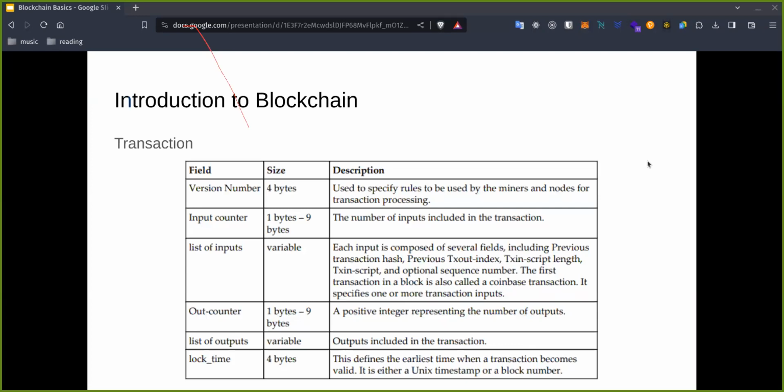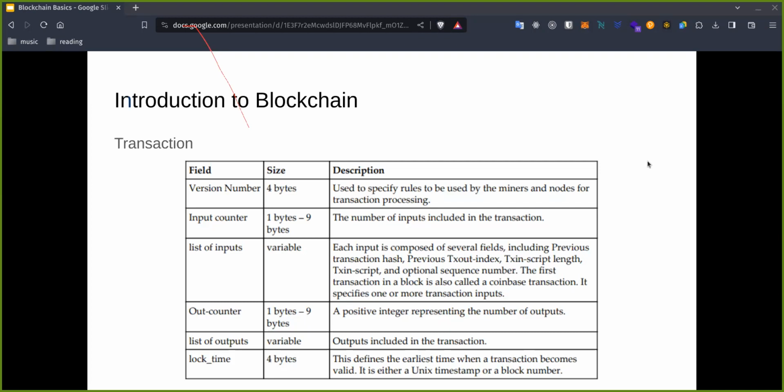Then a list of inputs, where the size can be variable. The list of inputs can be composed of several fields. As you can see, we have the previous transaction hash, previous transaction output index, etc. The first transaction in the block, also called the coinbase transaction, specifies one or more transaction inputs. This is just to put into context the structure of a Bitcoin transaction. Then we have an output counter, a positive integer representing the number of outputs. Then the list of outputs, with variable size, is all the outputs included in the transaction. Then you have a lock time, or in some cases called nLockTime.